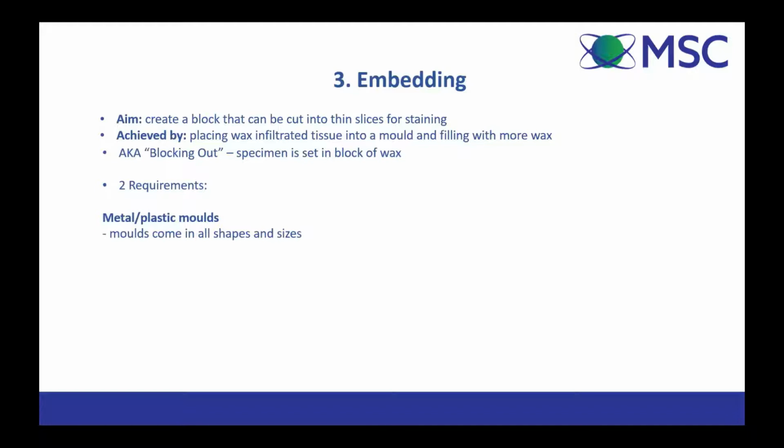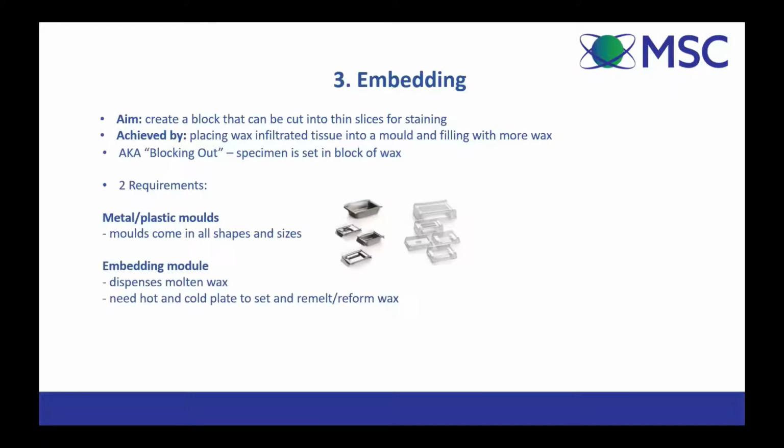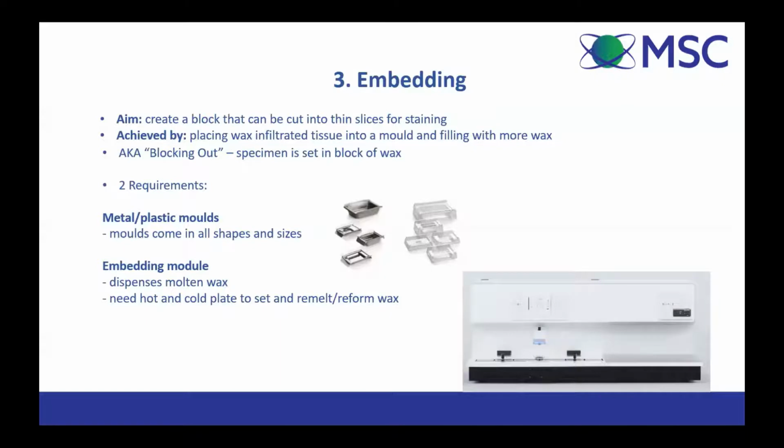You need metal or plastic molds, and these molds come in all shapes and sizes for whatever tissue type you need. And you also need an embedding module, and these embedding modules dispense molten wax, and you need a hot and a cold place to set and remelt or reform your wax as you're trying to embed them.